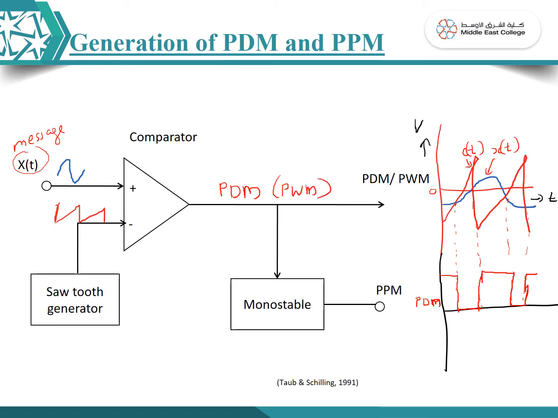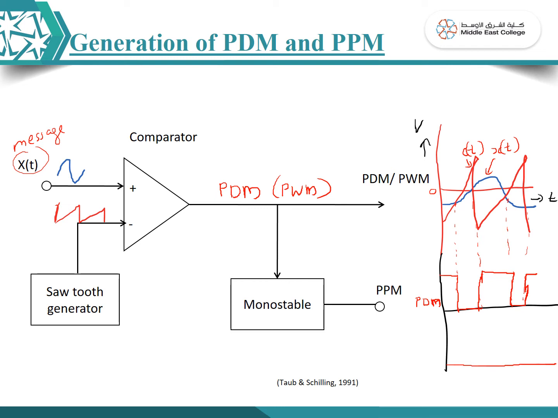Now, how will we get PPM? When this output of pulse duration modulation is applied to a monostable multivibrator, the output will be PPM. So now, what is a monostable multivibrator? When a trigger signal comes to a monostable multivibrator, it will provide a fixed width pulse at the output.